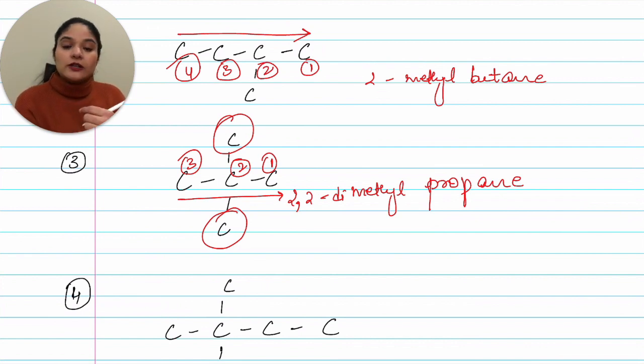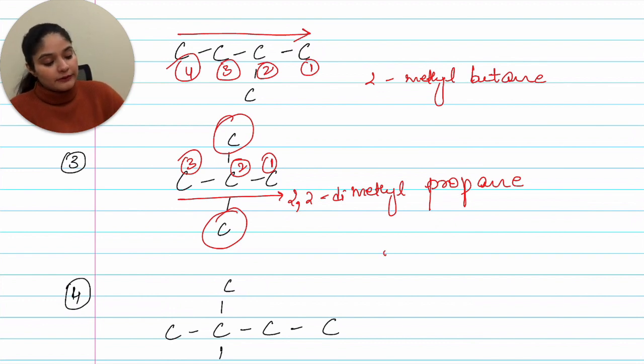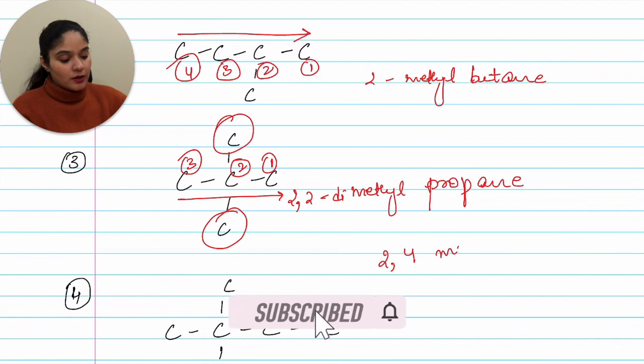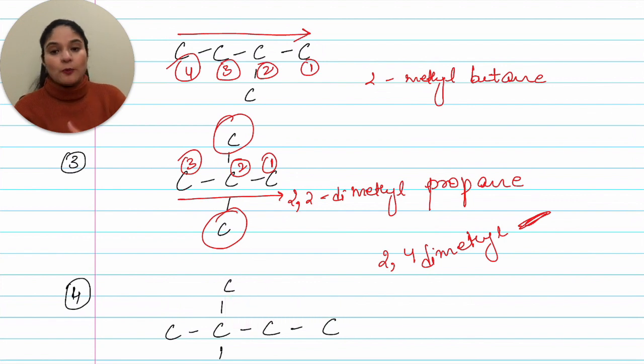If it was not 2 at 2, if it was at a different position, then what will we do? For example, it's at 2 and 4. So we'll say 2, 4 dimethyl and whatever chain you have, is it propene, propyne, propane, whatever. So 2, 4 dimethyl. If it was more than 2, then tri, then tetra. Okay. So this is how we will go.